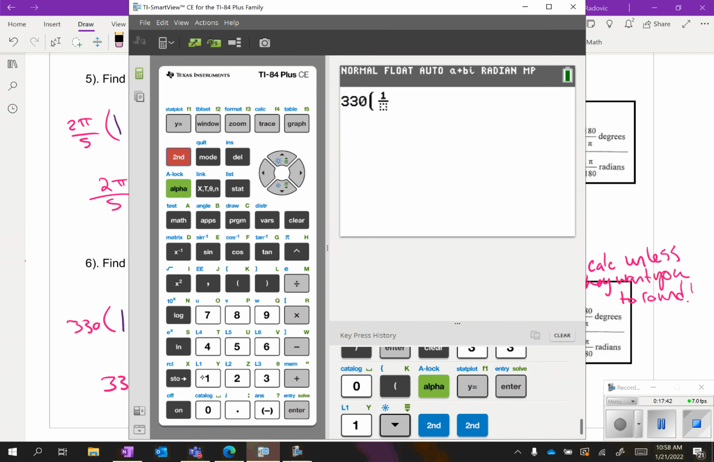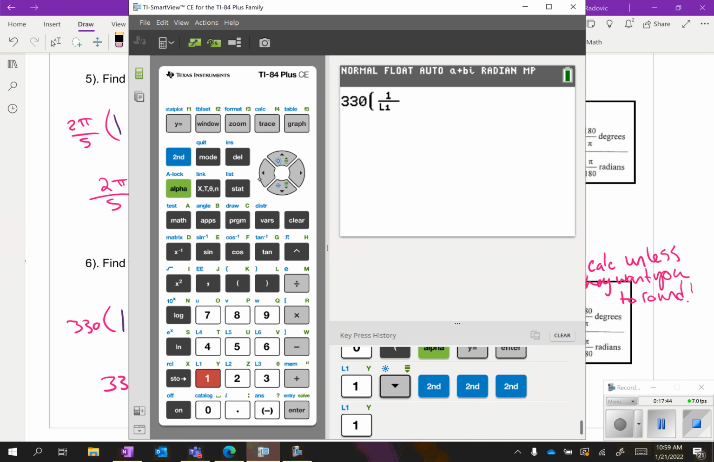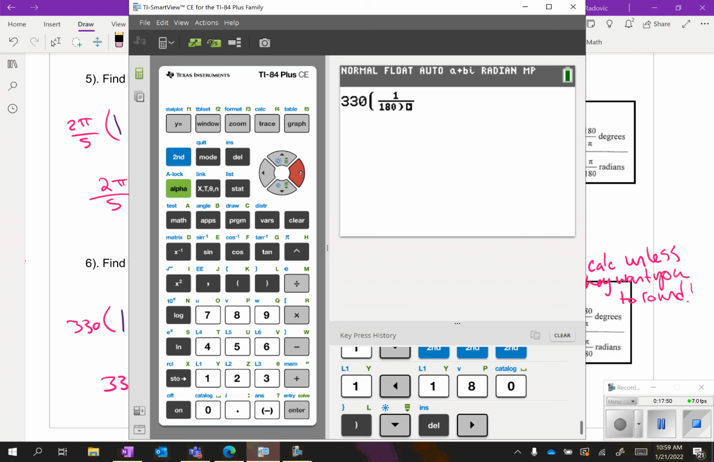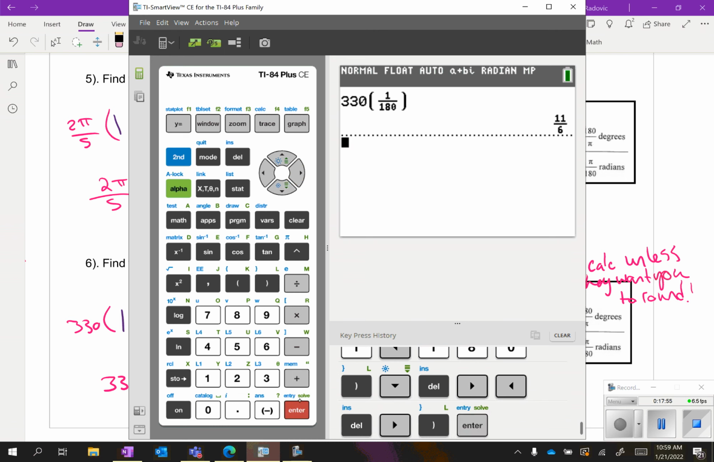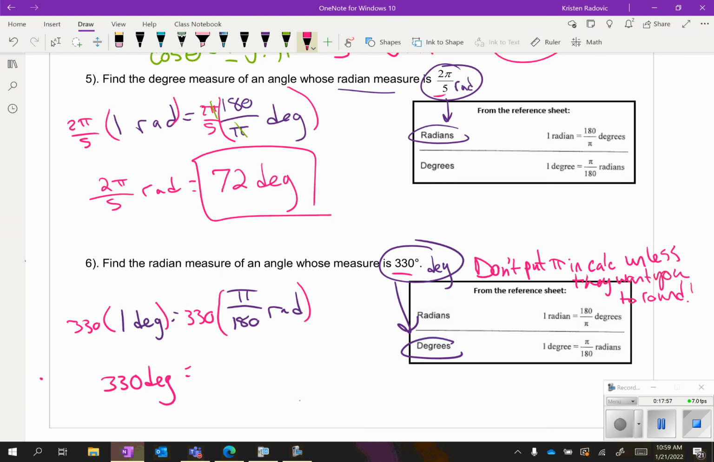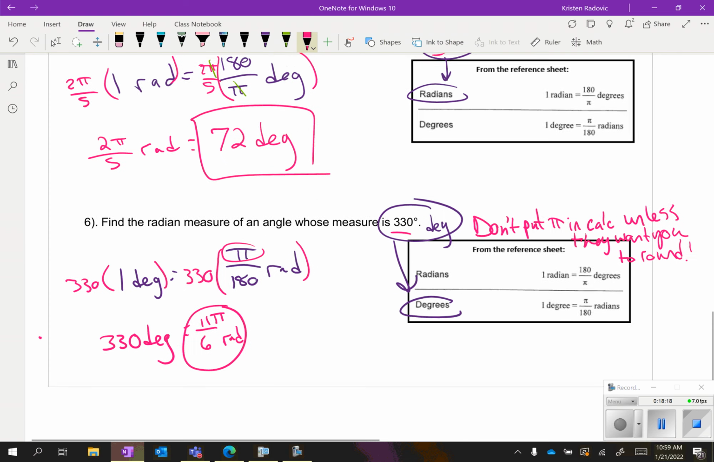So 1 over 180, and there we go. You're going to get 11 over 6. Now, the thing is, you didn't put pi in the calculator, but you do need to still include it in your answer. Pi was originally in the numerator, so I'm going to put it in the numerator of my answer. So I get it is 11 pi over 6 radians. And I think we're done. So that's all for the video.